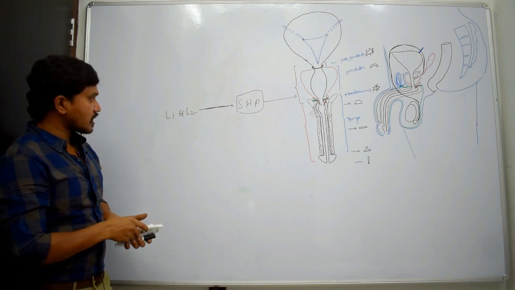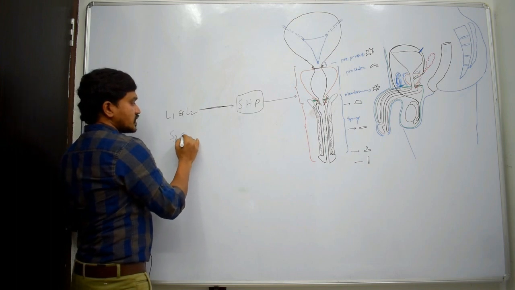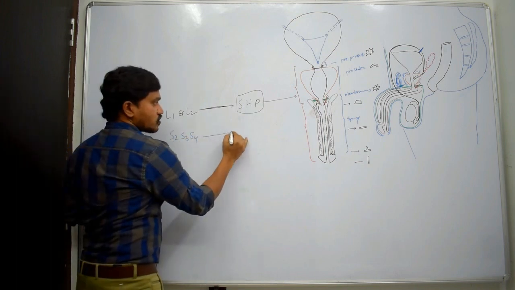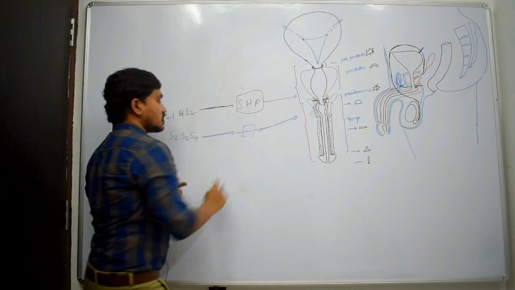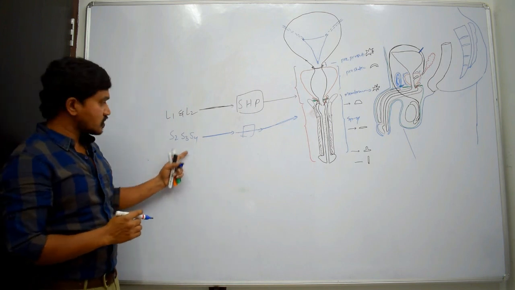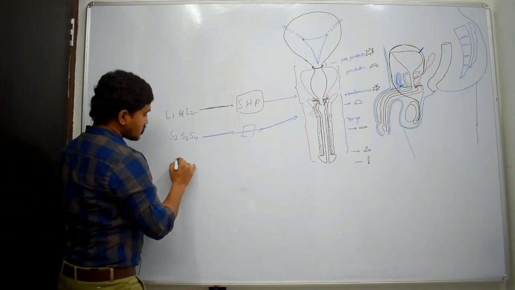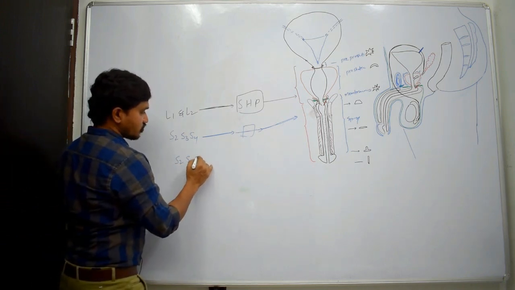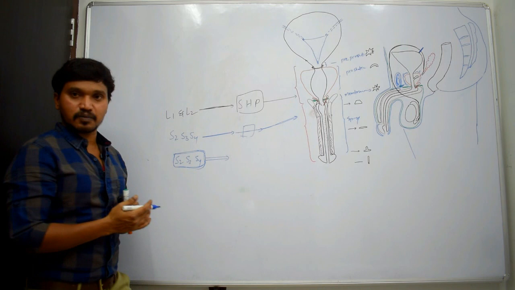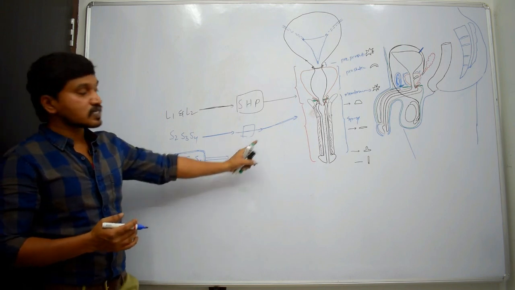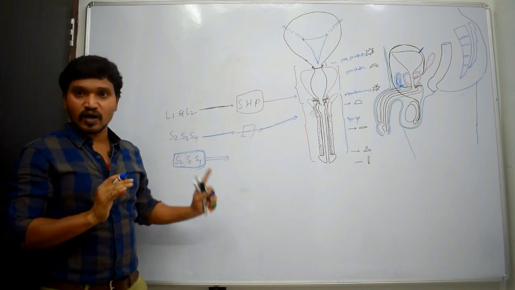Then coming to the parasympathetic innervation, preganglionic fibers from S2, S3, S4 pass through the pelvic splanchnic nerve. They pass through the pelvic plexus and they supply the urethra, right? So this is parasympathetic innervation. Then somatic. Somatic innervation is also by S2, S3, S4. From these segments there will be origin of one nerve, that is the pudendal nerve, right? Through the pudendal nerve it will be supplied mainly to the external urethral sphincter. It is under voluntary control.